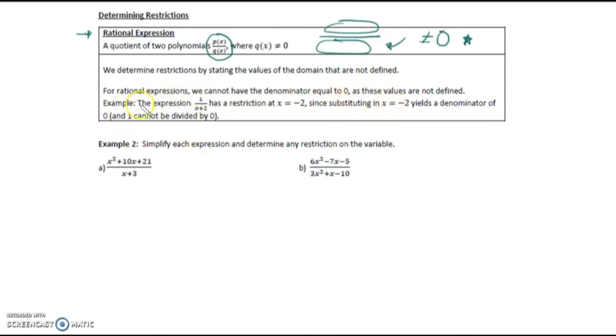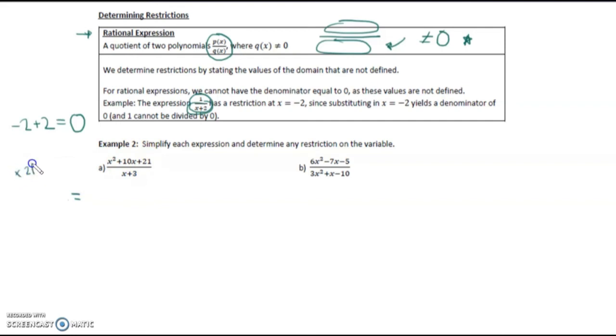Okay, for example, the expression 1 over x plus 2 has a restriction of -2, since in this denominator, if we did -2 plus 2, we would get 0. Okay, and we cannot divide by 0. So example 2. Simplify each expression and determine any restriction on the variable. So let's factor the numerator.